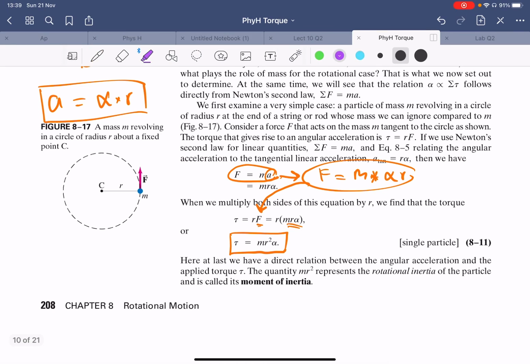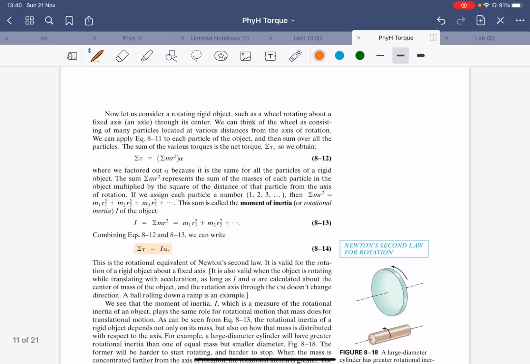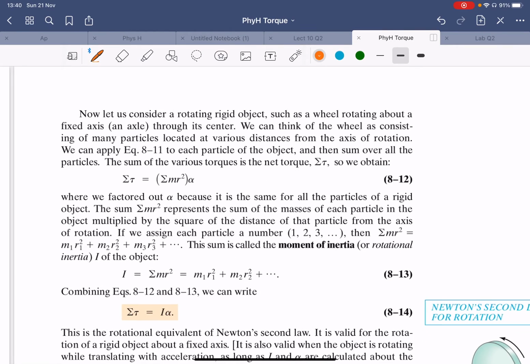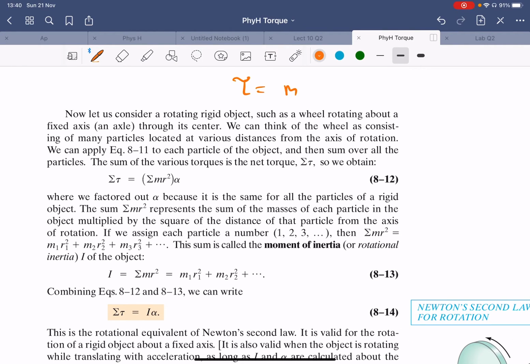There's another term I want you to remember. This is called moment of inertia, denoted as I. I is m r square. So moment of inertia is the quantity that represents the rotational inertia of a particle. So this depends on mass and radius. Keep that in mind. Torque just now was m r square alpha. Now I'm going to change this to I.